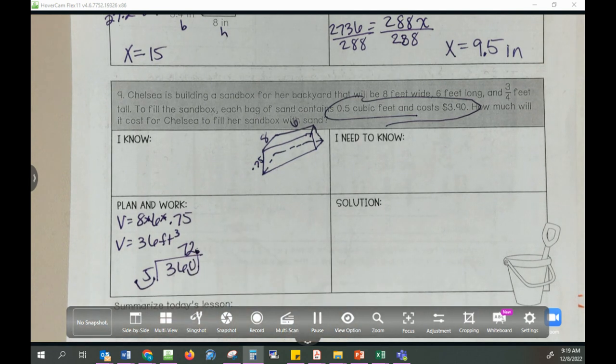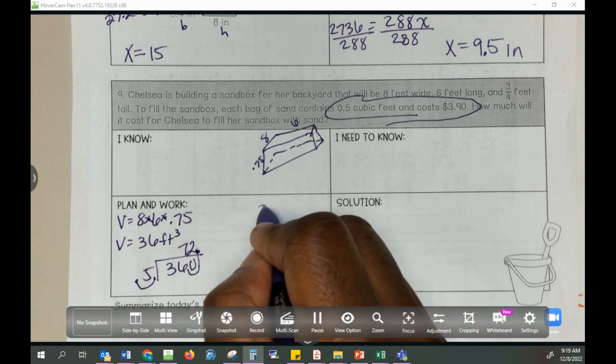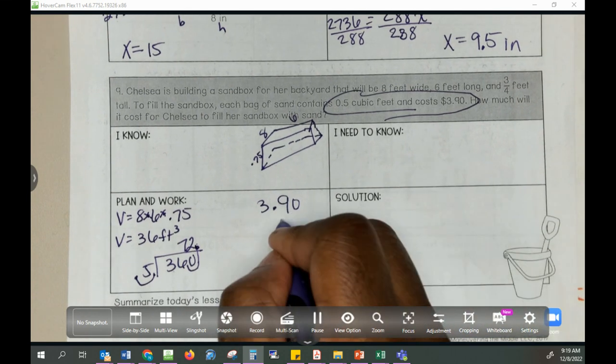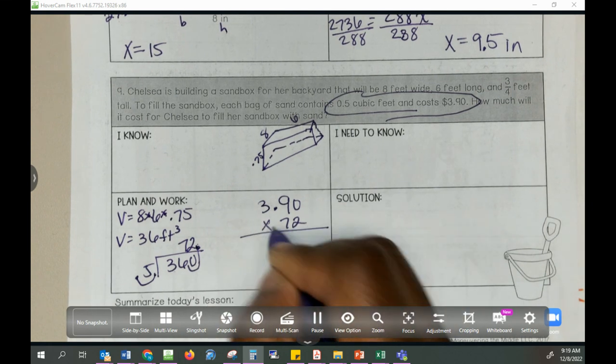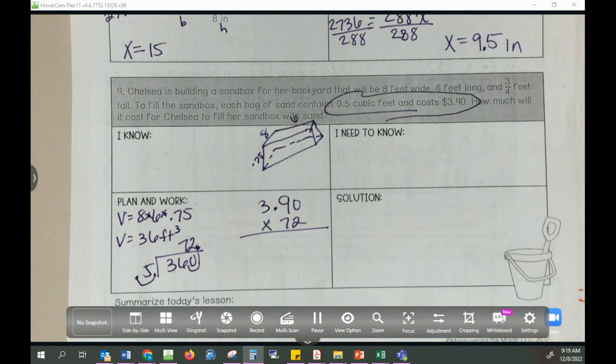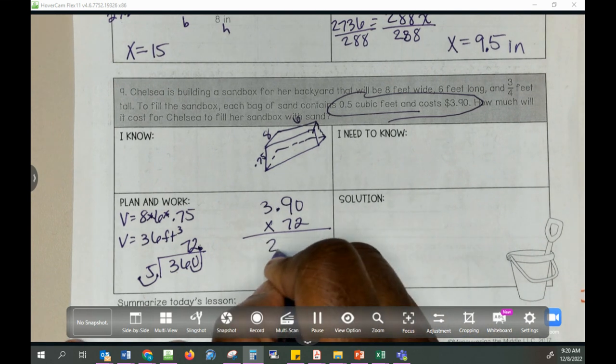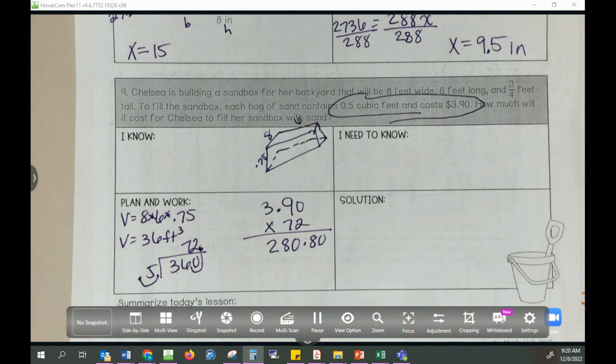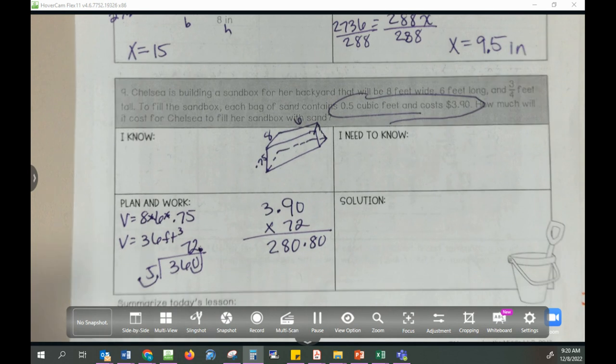Keep going. But we're not done yet because we gotta find the cost. And each costs $3.90. So we gotta multiply this by $3.90. So now we will multiply by $3.90, the 72. What did you get, sir? And so then we will get $280.80. Now I know that took a lot, but I think it's such a good problem because this is the real life of it.